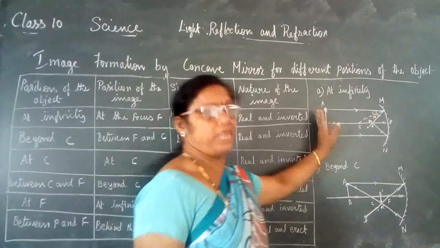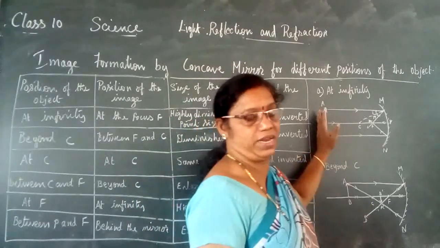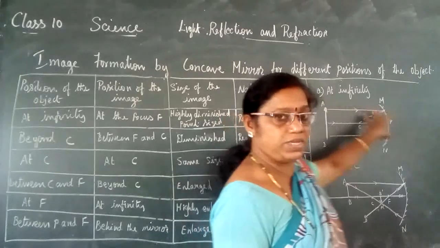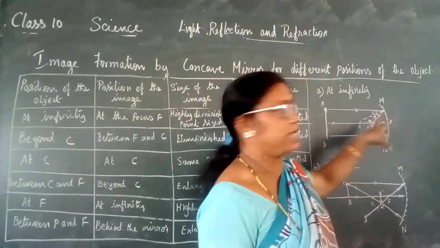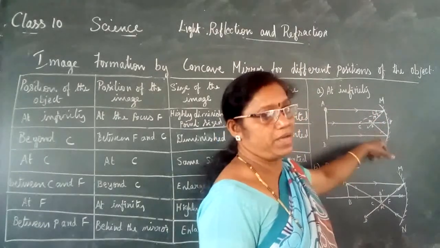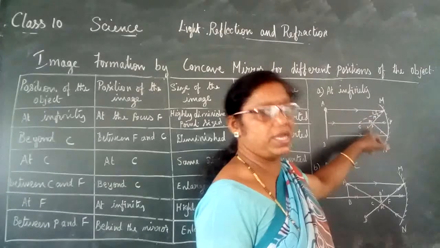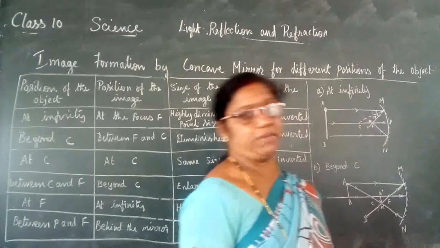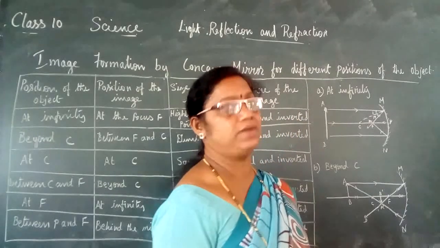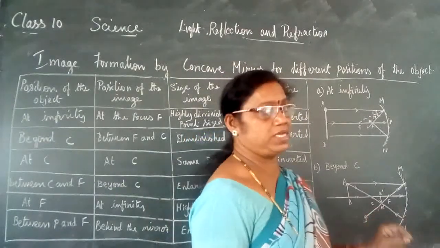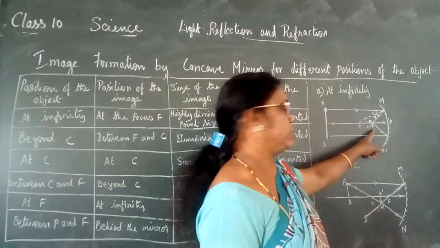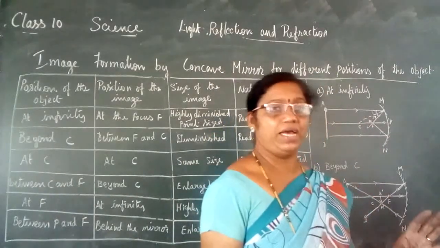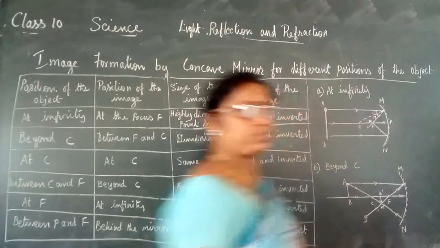Hence, if the object is at infinity, then as we know, all the rays which travel parallel to the principal axis pass through the principal focus, and at the focus we get a highly diminished or a point-sized sharp image at the principal focus, and it will be an inverted and a real image.